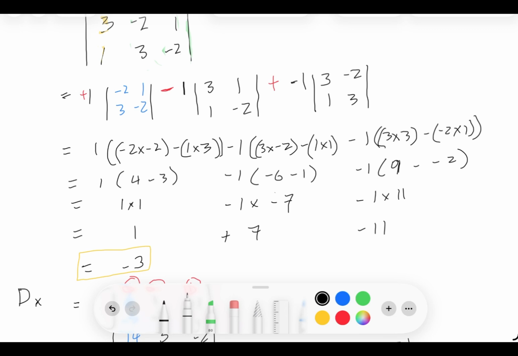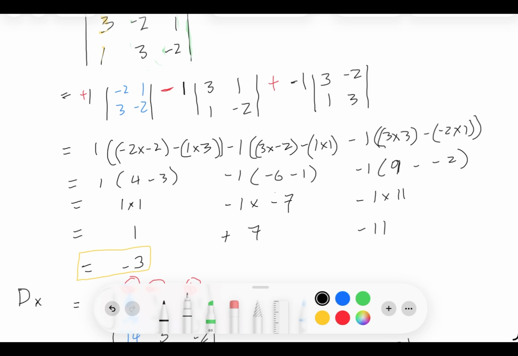Continuing down, that would be equal to 1 times 4 minus 3 minus 1 times negative 6 minus 1 minus 1 times 9 minus negative 2, which is 9 plus 2 then. So that's equal to 1 times 1 minus 1 times negative 7 minus 1 times 11. That'll be equal to 1 plus 7 minus 11. That gives us negative 3.